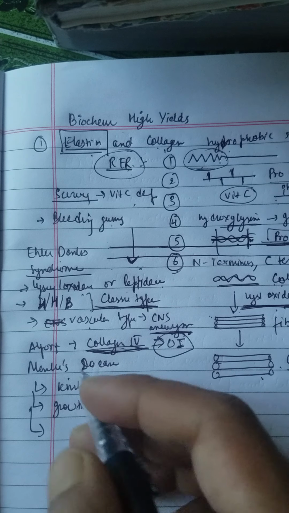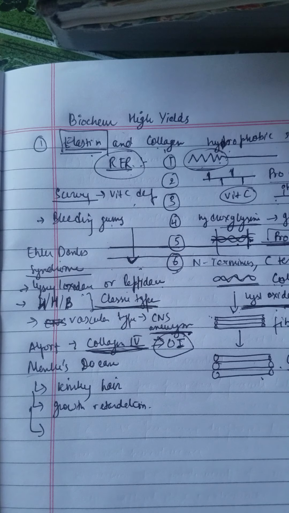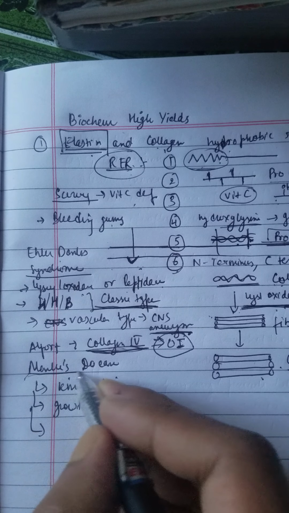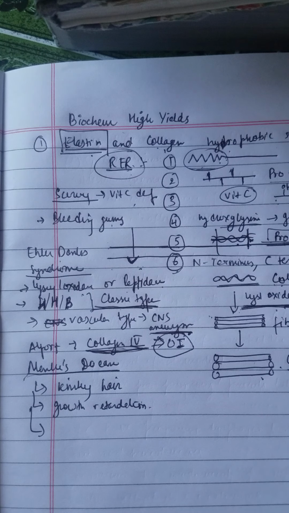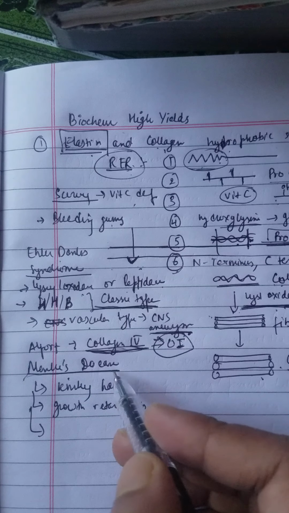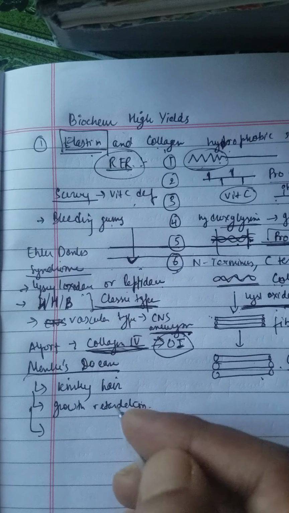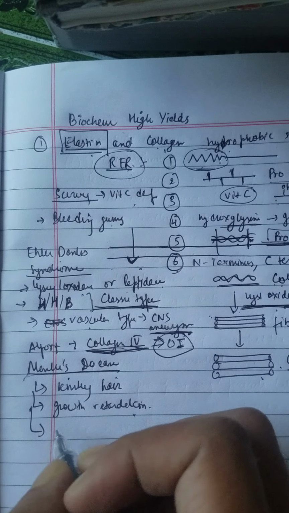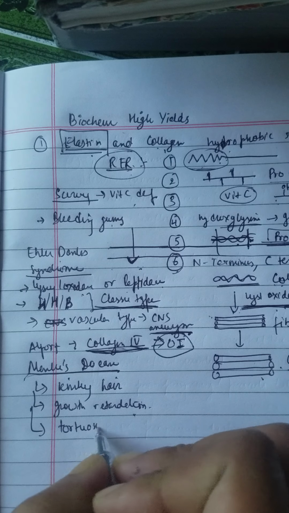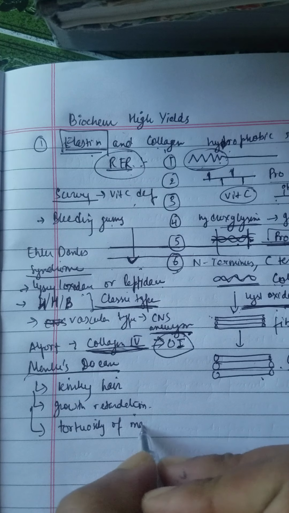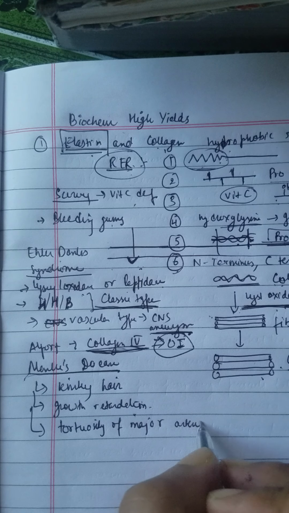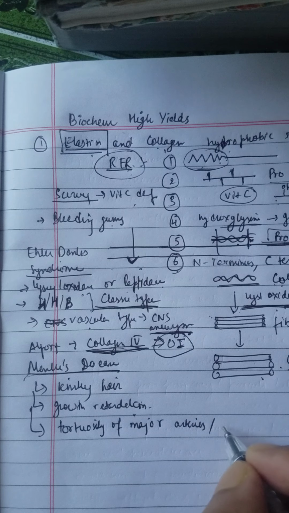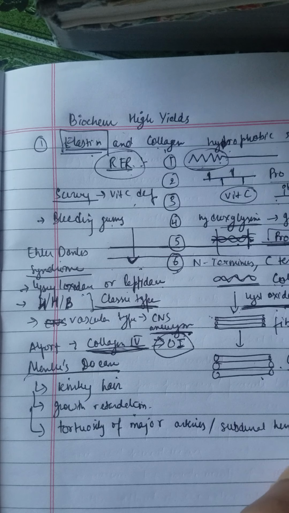And in case of Menkes disease, we classify Menkes disease as kinky hair syndrome. So in case of Menkes disease, the child comes into the OPD with growth retardation, and upon arteriogram there will be tortuosity of the major arteries, and there will also be hematomas, like subdural hematomas in the child.